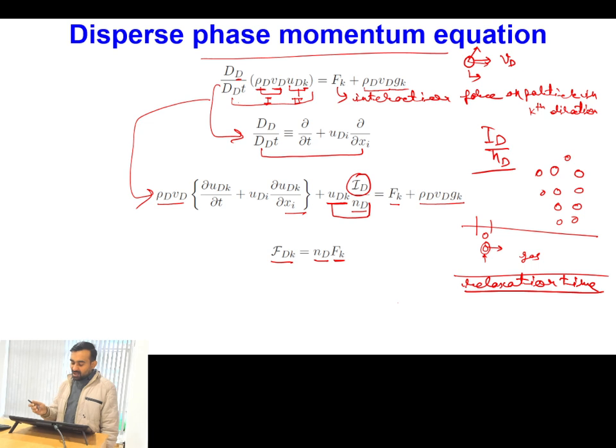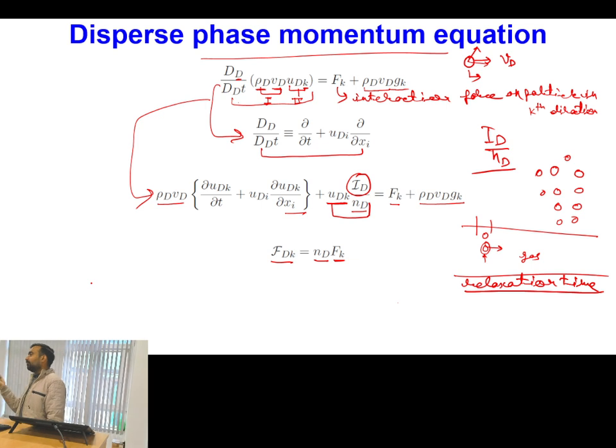So how do we determine the relaxation time of the particle? Typically, when a particle is accelerating or decelerating, the inertia force comes into action, which tries to resist the motion of the particle. And ultimately, why is the particle actually moving?